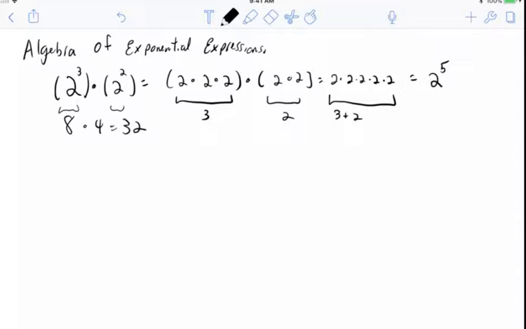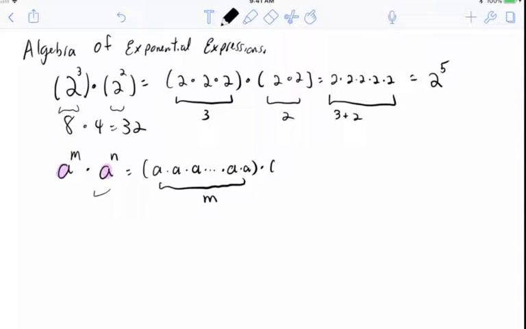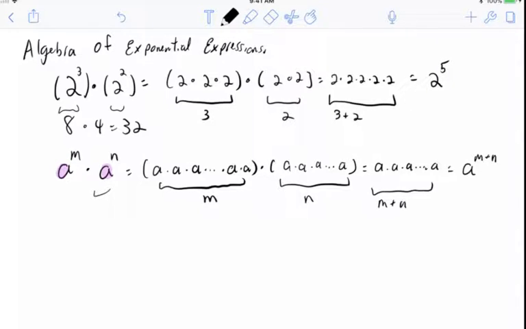That's literally the argument behind this: if you have a number to some power times the same base, the bases have to be the same, of course, that makes sense. But if they have the same base, you can write the first one out as a times a times a dot dot dot a times a times a. There are m of these, and then you multiply it by this one expanded out. A times a times a dot dot dot a. I don't know how many there are here. There's n of them, right? And so overall, a times a times a dot dot dot. How many are there in total? There's going to be m plus n of them. So that's a to the m plus n.